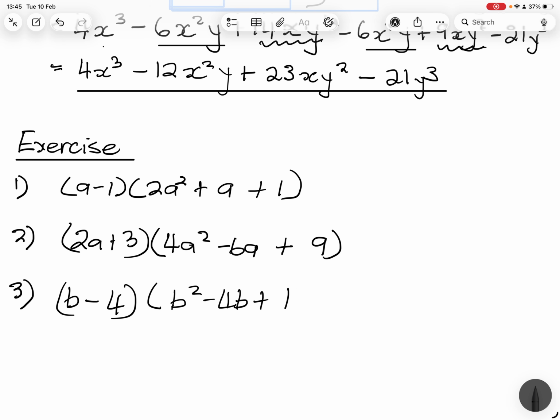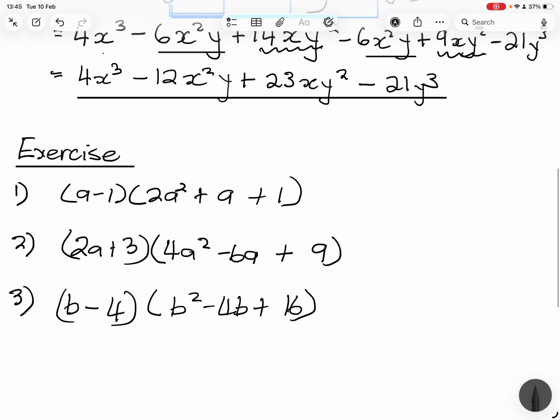Ladies and gents, I want to leave it there. Please, I want you to join us again. And this time, we are going to look at the products that result in the difference of 2 cubes, or in this case, we are going to actually look at the sum of 2 cubes.